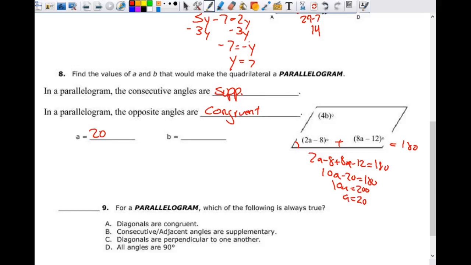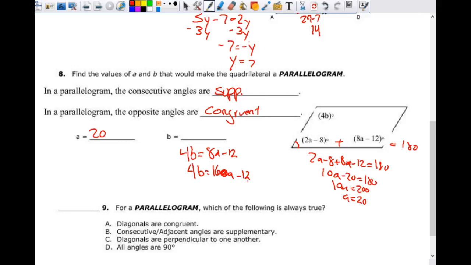Now we know these two are the same. So we know 4b is equal to 8a minus 12. We can actually solve this now because we know a is equal to 20. 2 times 8 is 16, so add a 0, 160 minus 12.